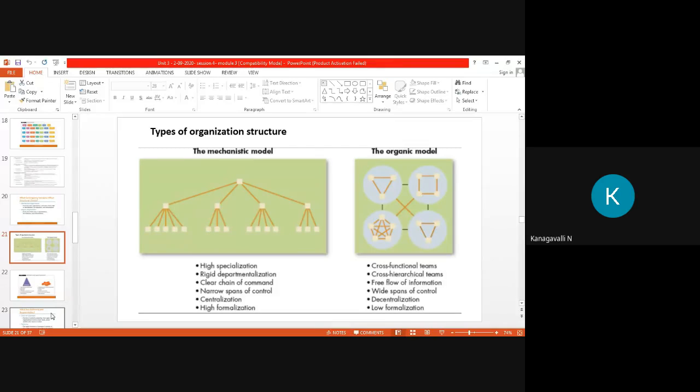See the diagram clearly. The mechanistic model has a hierarchy based structure. Here the organic model is the basic model, comprising all the individual models, then producing some functional way of representation. So mainly the mechanistic covers high specialization, rigid departmentalization, clear chain of command, narrow span of control, centralization, and high formalization. Here the organic model covers cross-functional teams, hierarchical teams, free flow of information, wide span of control, decentralization, and low formalization. Right.